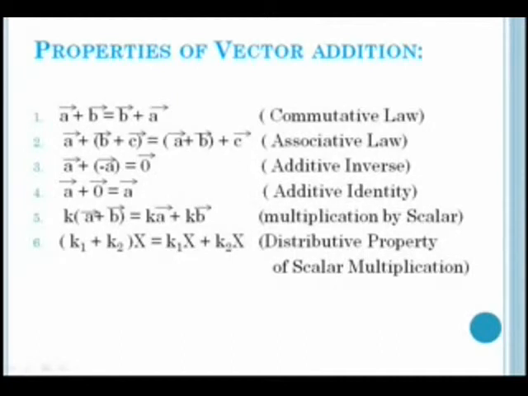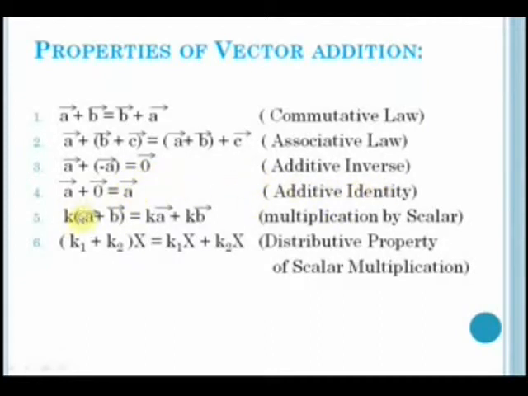The third is a plus minus of a vector is equal to 0. Now minus of a vector is nothing but a vector which is equal in magnitude to vector a, but it is in opposite direction to vector a. So if we add two vectors such that they are equal in magnitude but opposite in direction, then their sum is equal to 0, and this is known as the additive inverse. The fourth property is vector a plus a 0 vector is equal to vector a. Now this is additive identity.